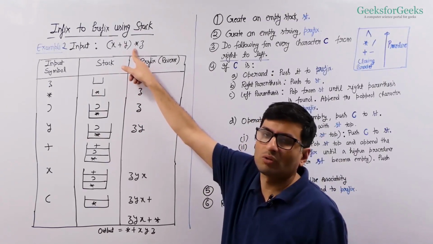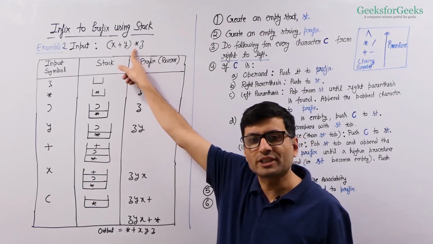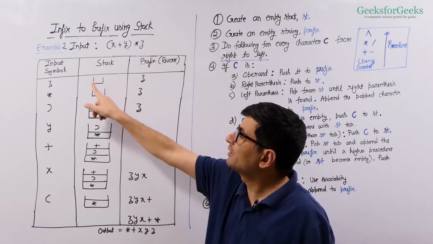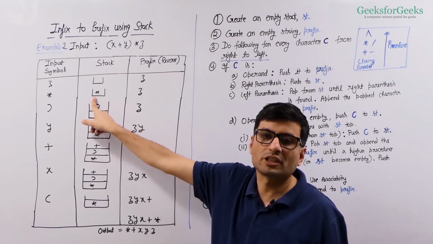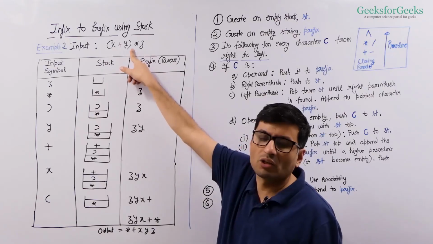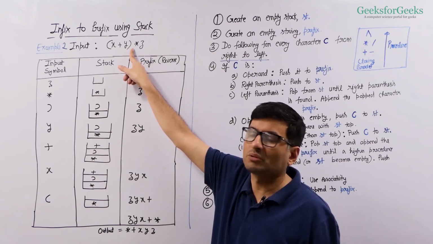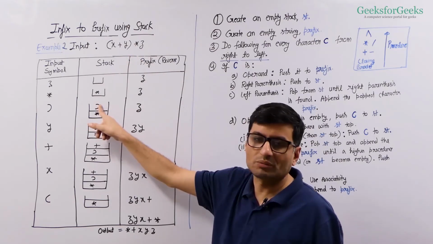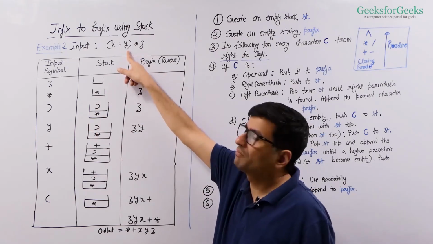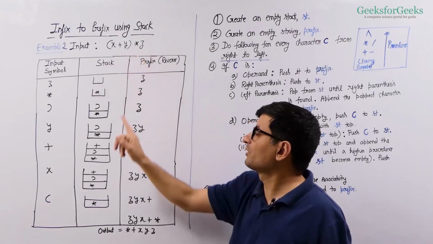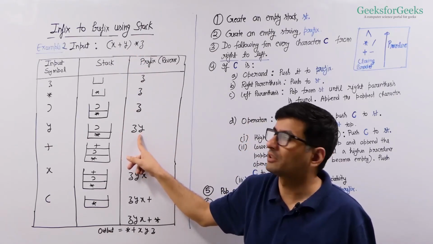Then we see the star operator, which is an operator. So we check the stack. The stack is empty, so we are simply going to push it to the stack. Then we see a closing bracket. When we see a closing bracket, we are simply going to push it to the stack. So we are going to push the closing bracket to the stack. Then we see y. Y is an operand, so we are going to append it to the prefix result.